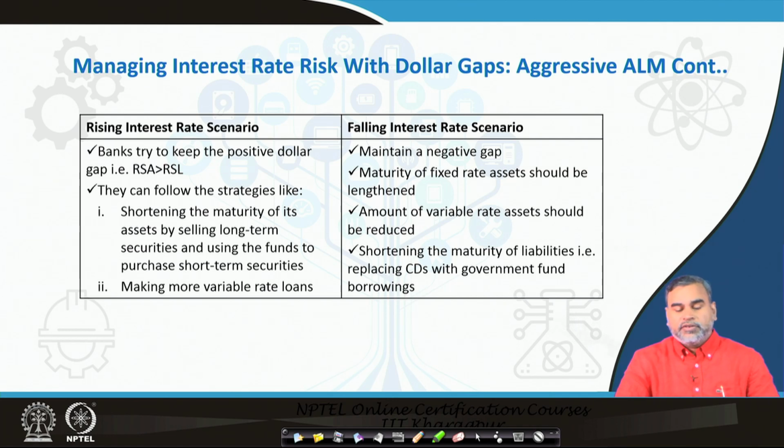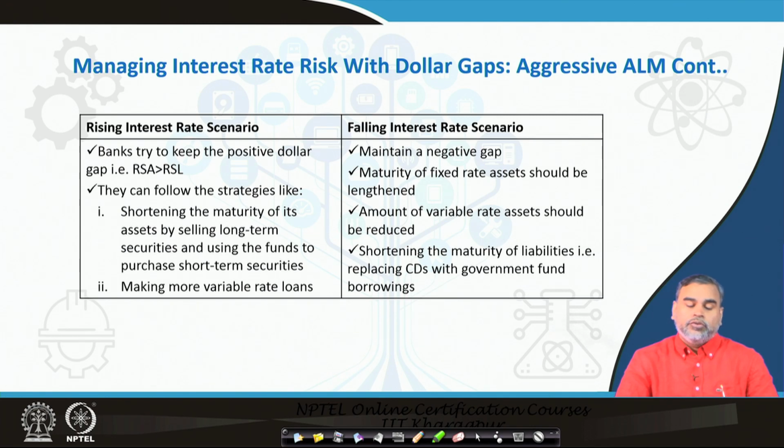The maturity of the fixed assets should be increased, or it should be relatively in a longer period of time. They should go for making the fixed rate assets of fixed maturity. They can increase the maturity period, and the amount of variable rate assets should be reduced. The loans they have given which are based upon the variable rate, they can reduce that one, because anyway the interest rate is going down. If the interest rate is going down, the loan rate will be changed accordingly.